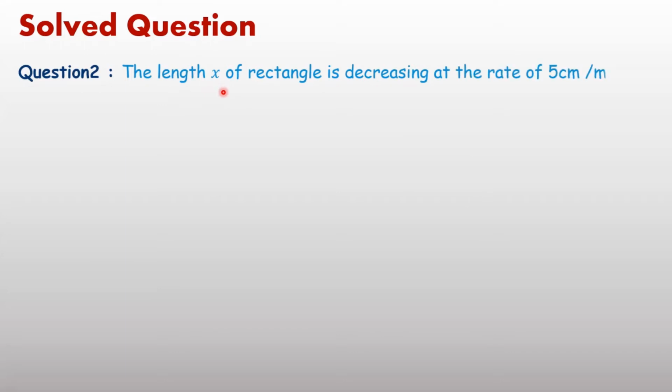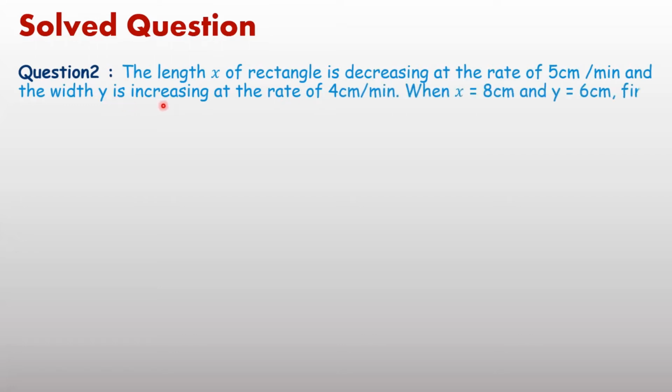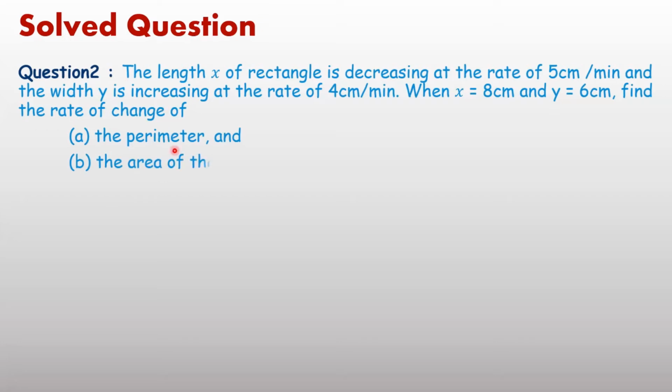Now next question. The length x of a rectangle is decreasing at the rate of 5 centimeter per minute and the width y is increasing at the rate of 4 centimeter per minute. We have to find the rate of change of perimeter and the rate of change of area of the rectangle when x equal to 8 and y equal to 6 centimeter.